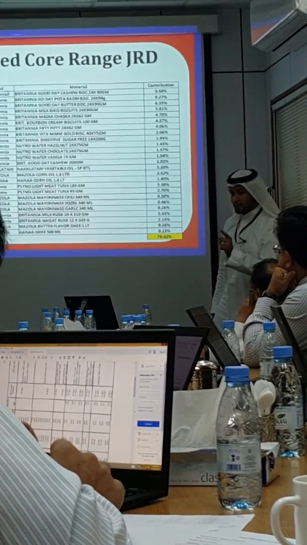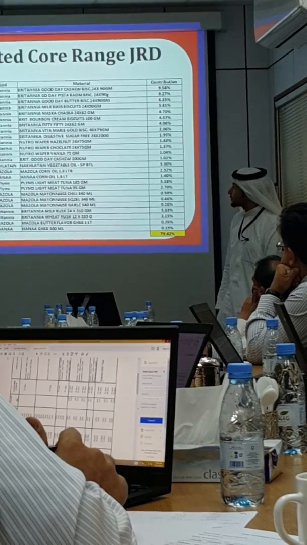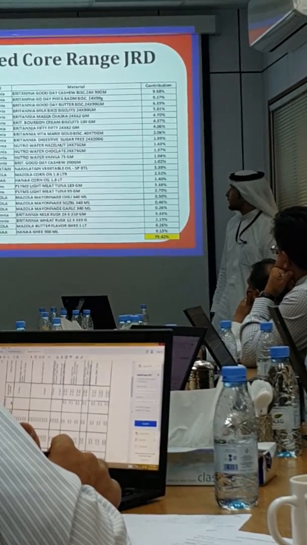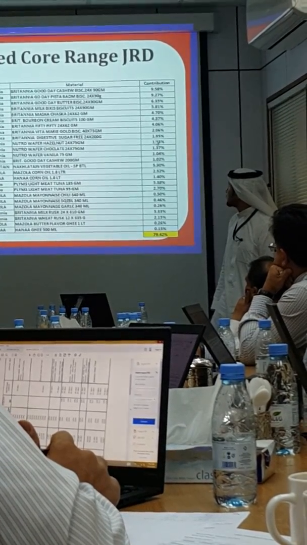Back to your question, Mr. Ashton. See the biscuit categories, how many Britannia. So you can see the percentage of contribution.